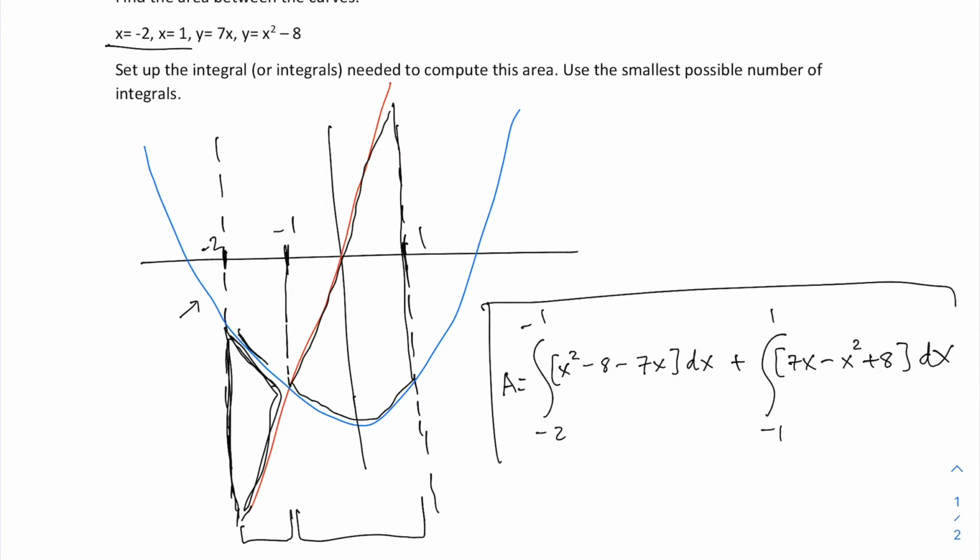So this is the integral that we set up to calculate the area between the two curves. If you put in the calculator, you should be able to get 121/6.